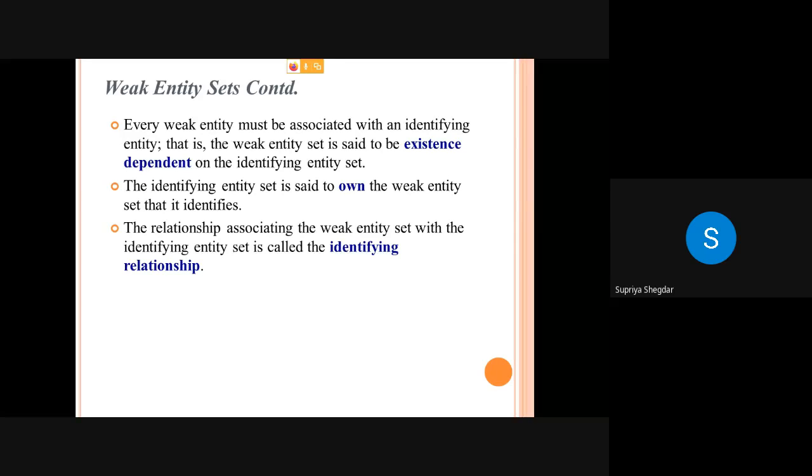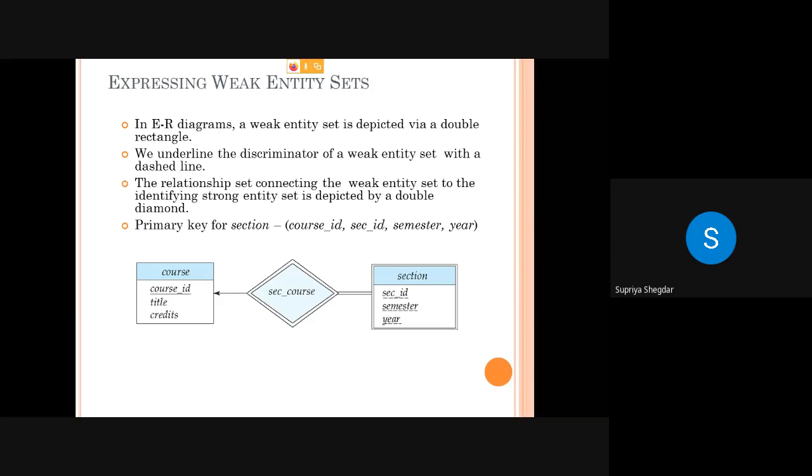Means the relationship between that weak entity set and identifying entity set is called the identifying relationship. Okay. Now, the expression of the weak entity set, means how to represent a weak entity set in the ER diagram. So in the ER diagram, the weak entity set is depicted via a double rectangle. Here in our example, the section is the weak entity set and it is represented by a double rectangle.